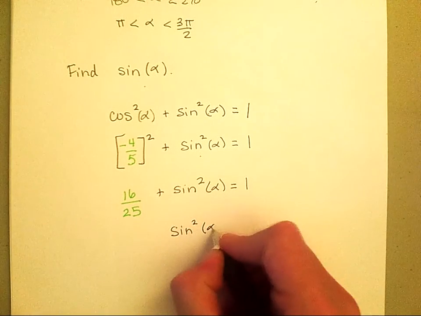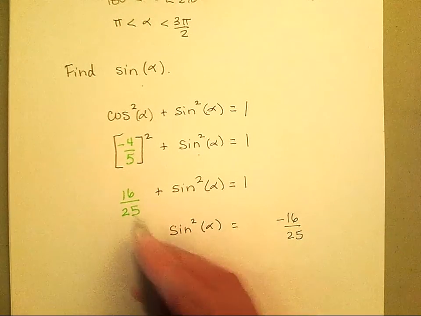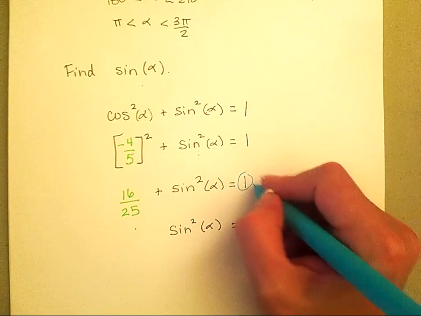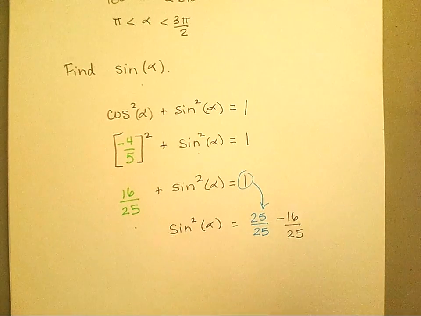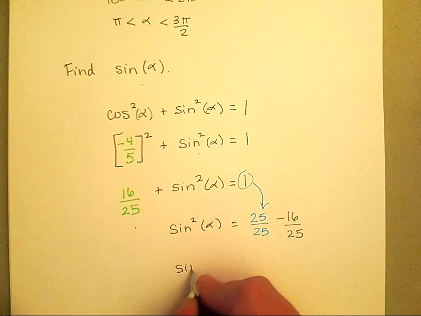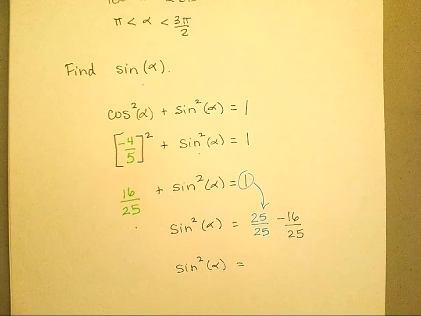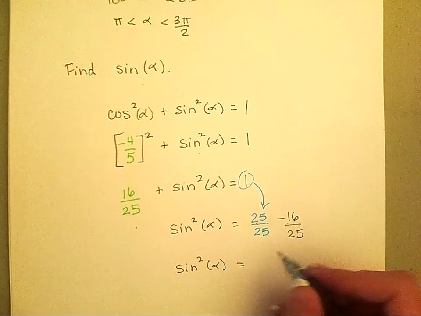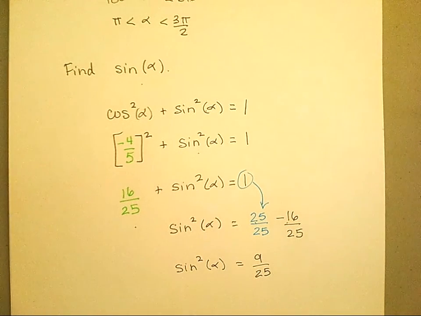Now, I'm going to subtract 16/25 from both sides, so it'll cancel on this side. And I just want to rewrite 1, because clearly we have a fraction here, as 25 over 25. So we know that sine squared of alpha would be equal to 9. 25 minus 16, yes, is 9 over 25.